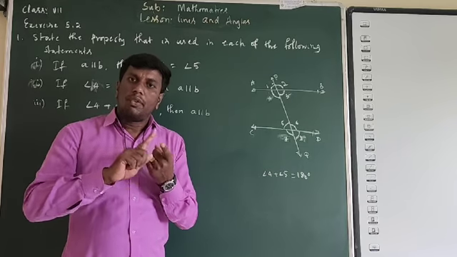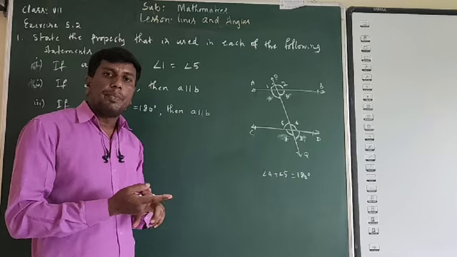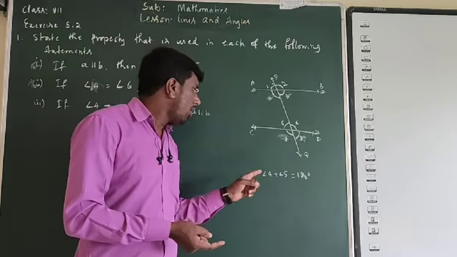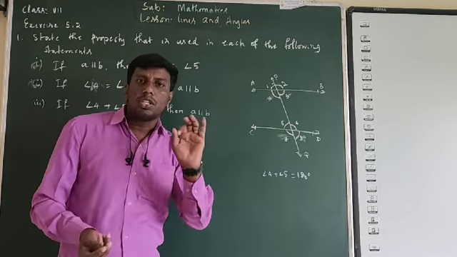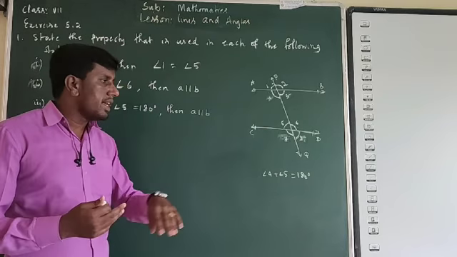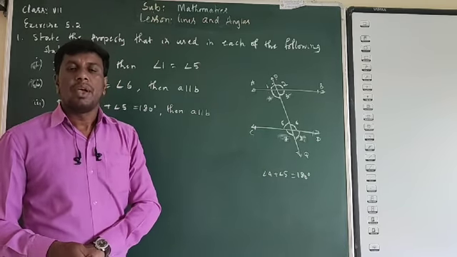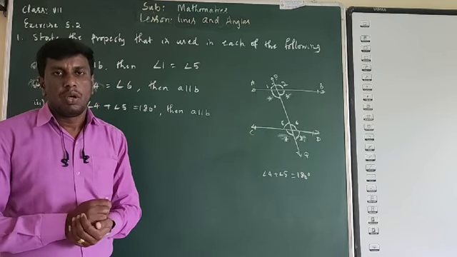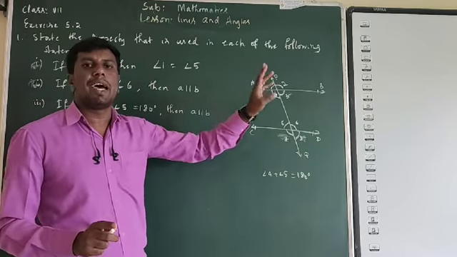Either one pair of alternate interior angles are equal, or one pair of corresponding angles are equal, or one pair of co-interior angles, the interior angles on the same side of the transversal, are supplementary. Only one pair. Then I can say that these two lines are definitely parallel lines. So one pair is enough. One pair of alternate interior angles is enough to say that AB is parallel to CD.